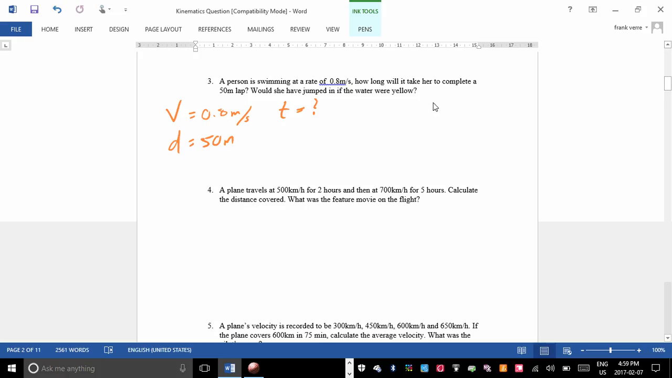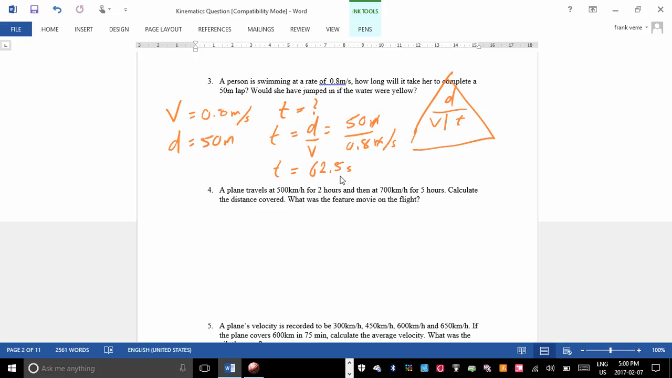Okay, so remember the relationship is this. Here's your magic triangle. We're looking for time. Time is distance over speed. So 50 meters over 0.8 meters per second. That will give us a time of 50 divided by 0.8, which should be about 62.5 seconds. All right, so that's two questions down. Let's look at the third one.